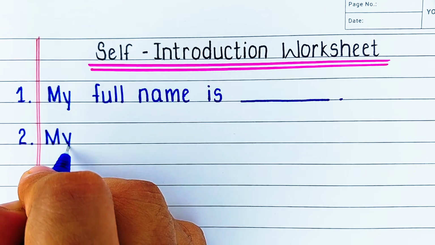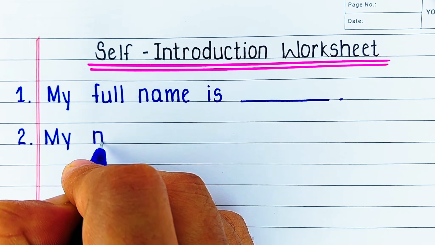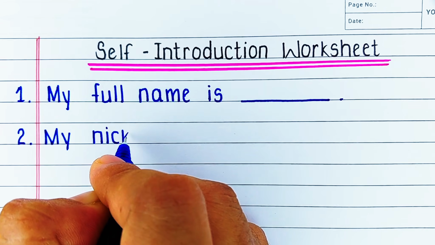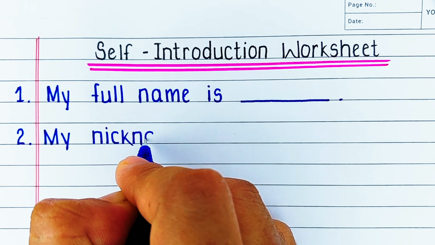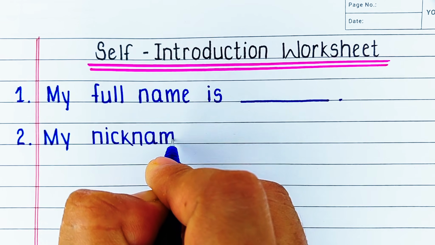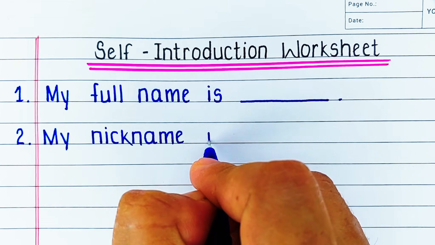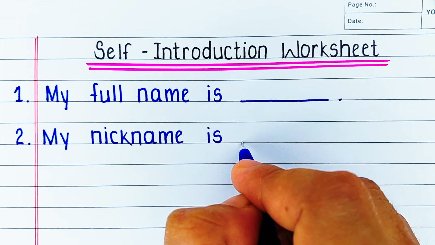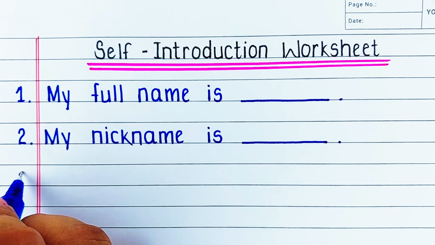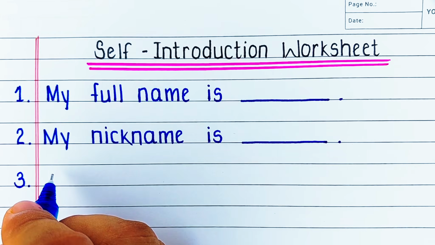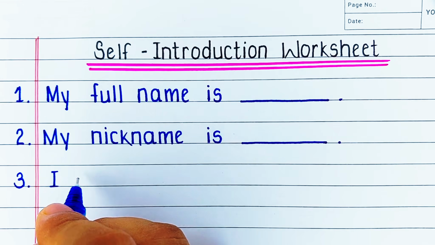First point will be: My full name is dash. Here, you have to write your full name, means your first name along with your surname. Second line: My nickname is dash. Here you will write the name by which your family members or your friends call you.